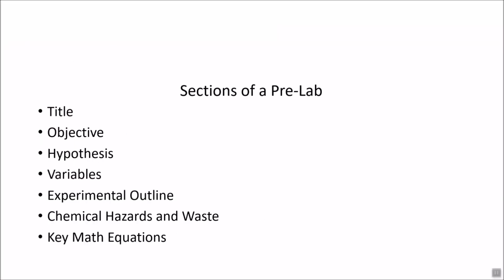In this video, we're going to talk about part 2 of experiment 2, which is the section we're going to focus on. So I just want to remind you the sections of a pre-lab. We need the title, the objective, the hypothesis, the variables, the experimental outline, the chemical hazards and waste, and the key math equations. Before we talk about each of these for this experiment, I want to talk a little bit about what we're doing in this experiment.